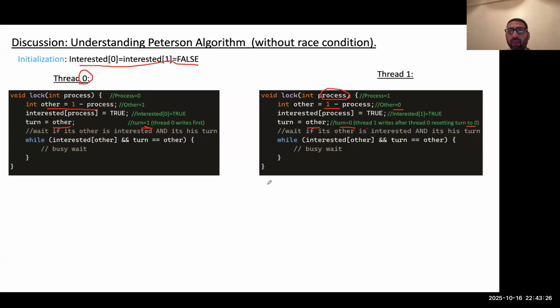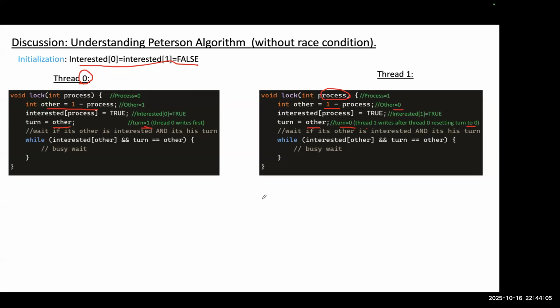Okay. So isn't turn always going to be equal to other? Because for the while loop, turn equals other. Isn't that going to be always equal? Yes, it will always be equal to other, but the value of other will be different in the context of thread 0 and thread 1. In the context of thread 0, other will be equal to 1, but in the context of thread 1, other will be equal to 0. It's because we initialize other as 1 minus the process value. That's why 1 minus 0 is still 1, whereas 1 minus 1 is 0.